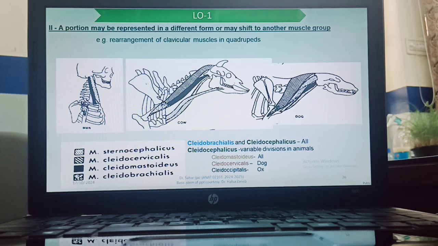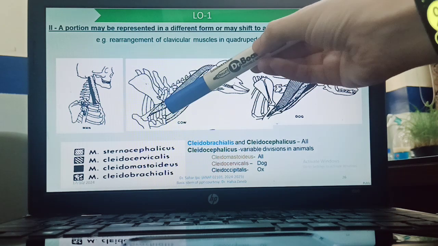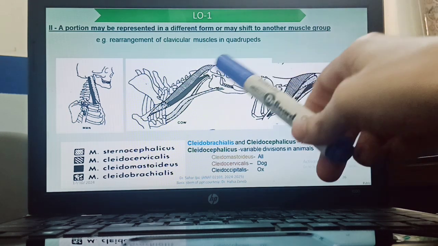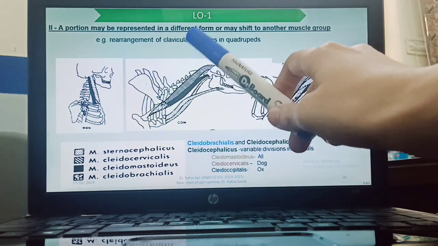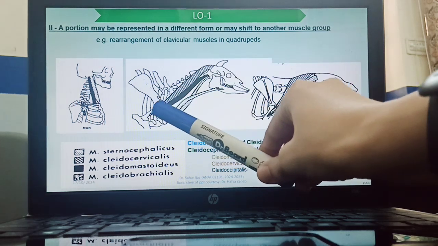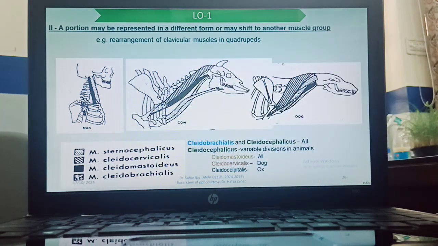While in case of the animals, because clavicle has been reduced to just clavicular intersection in this location, the entire muscle is now called brachiocephalic muscle, or if we look at the direction of the fibers from the clavicular intersection, the cleidobrachialis part and then cleidocephalic part, which again, depending upon the animal, is cleidomastoid and cleido-occipitalis in ox, and cleidomastoid and cleidocervicalis in case of dog. So the entire muscle becomes the extrinsic muscle of the forelimb.